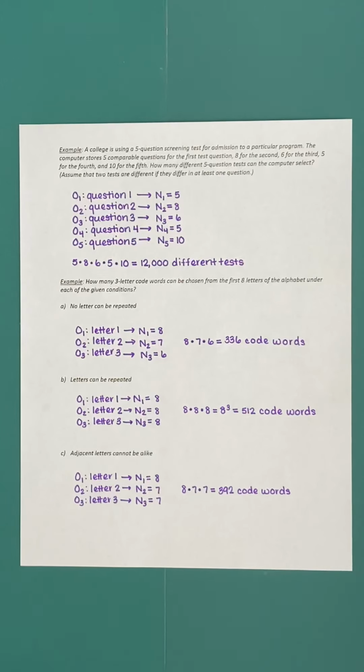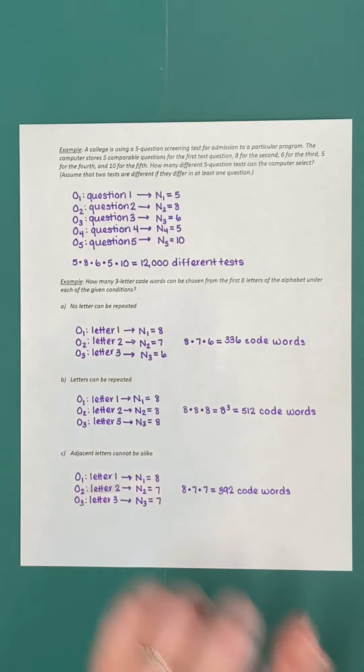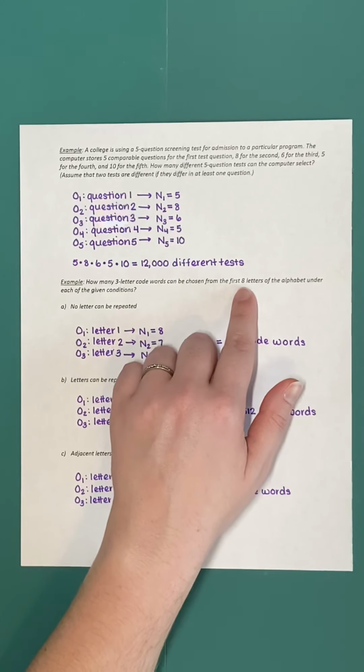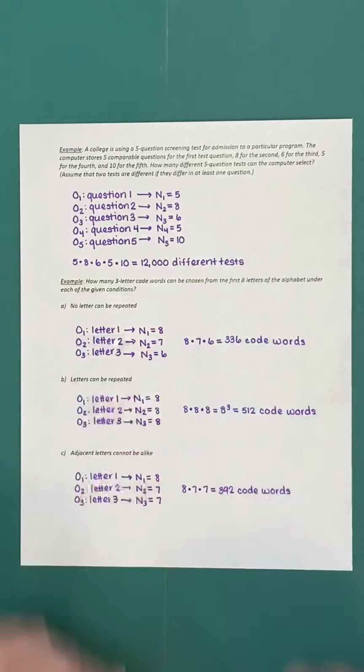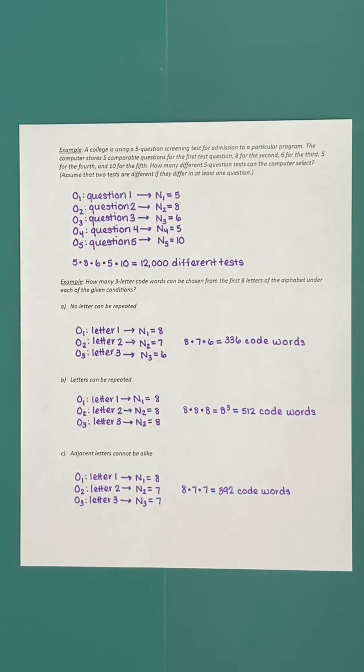So here's the question. How many 3-letter code words, so we're choosing a sequence of 3 letters, can be chosen from the first 8 letters of the alphabet under each of the given conditions? Okay, so we have 3 different conditions that are going to impose restrictions on how we can make these choices. Now notice we're only choosing from the first 8 letters of the alphabet, so not the whole alphabet, just the first 8. So A, B, C, D, E, F, G, H. Okay, so all the letters from A to H. So we're choosing 3 letters. That means there's 3 steps in this process.